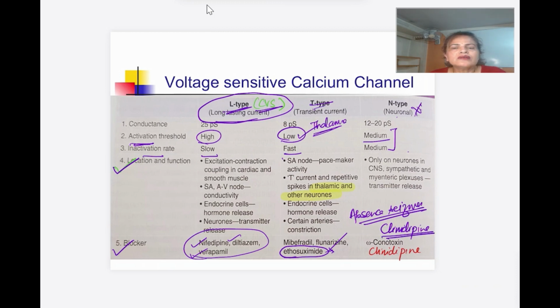Okay. So these dihydropyridines, they are mainly -dipine; they end with this. Now this L type of calcium channel, where all these three groups of the drug act by blocking voltage sensitive L type calcium channel.